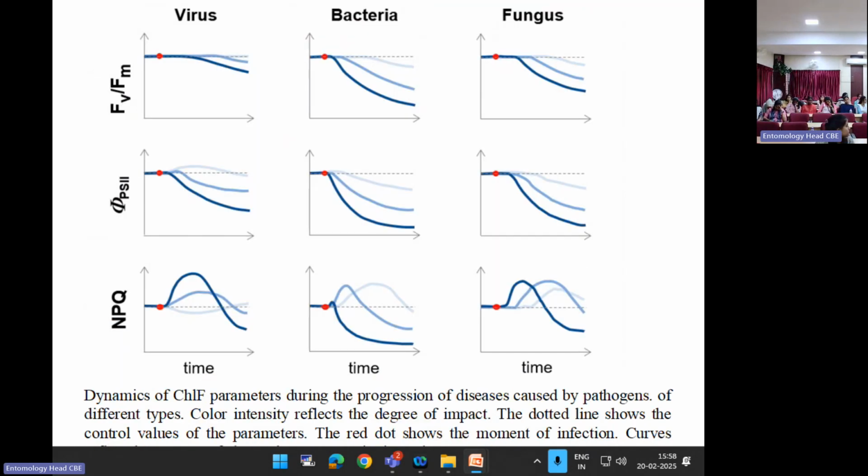Here you can see the dynamics of chlorophyll fluorescence parameters during the progression of disease caused by various pathogens. That is a virus, bacteria, and fungus. And the color intensity of each graph reflects the degree of impact. The dotted line shows the control value and parameters. You can see the difference between the control and disease-infected plants, and also the parametric differences like NPQ, quantum yield, and efficiency of photochemistry.